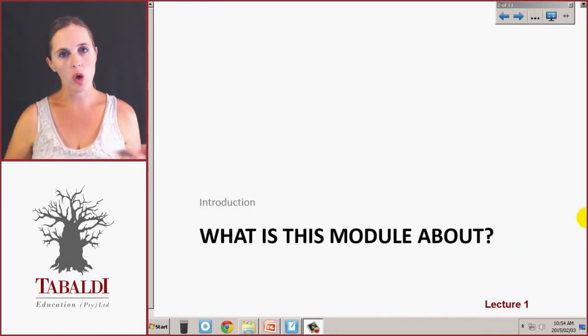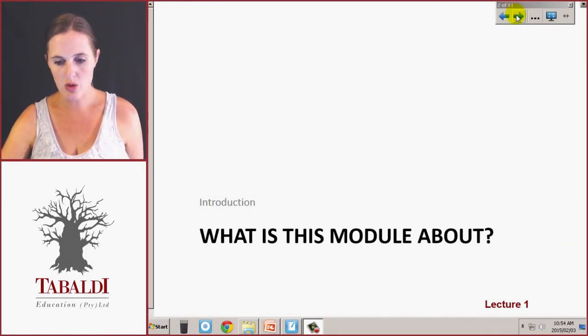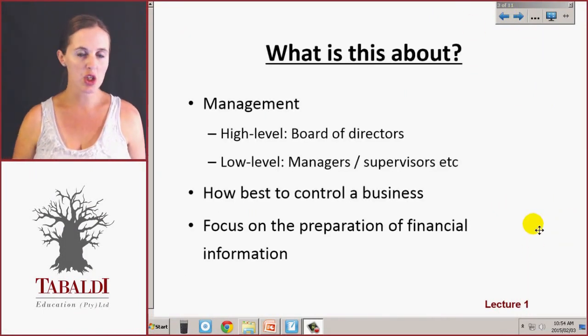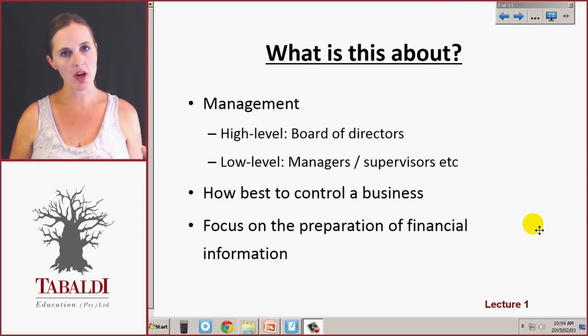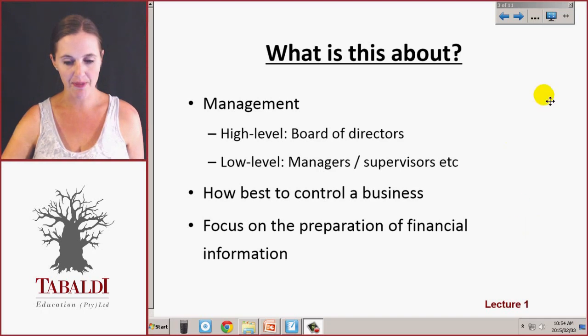Let's start off by looking at what this module is about, AUE2602. What are we actually trying to cover here? The more you get a structure or a feel of what you're actually supposed to be doing in this module, the easier it's going to be.